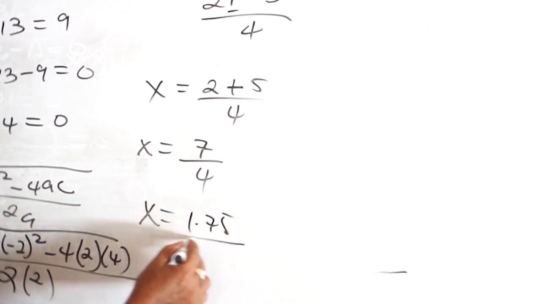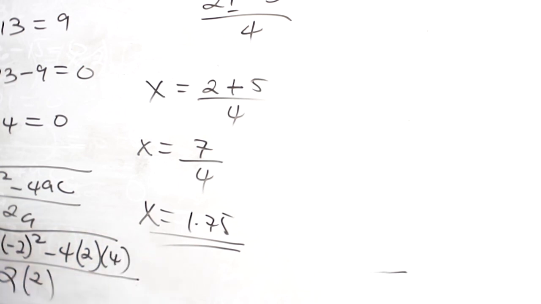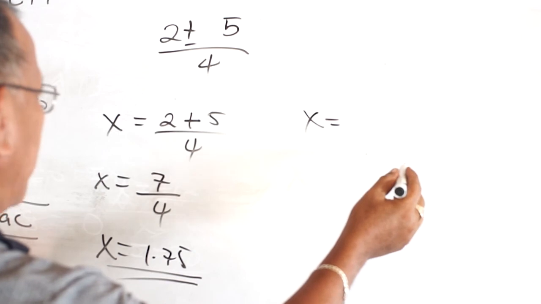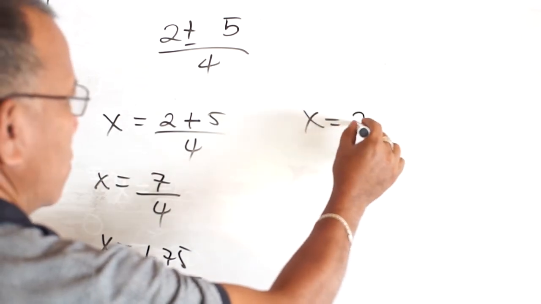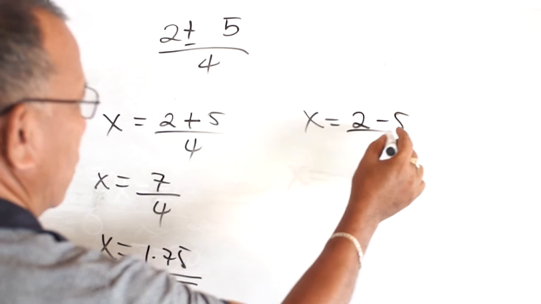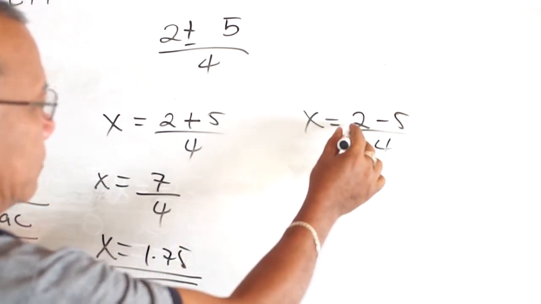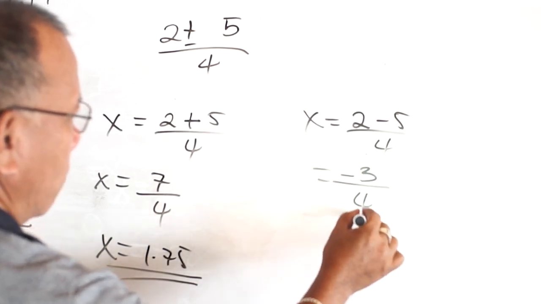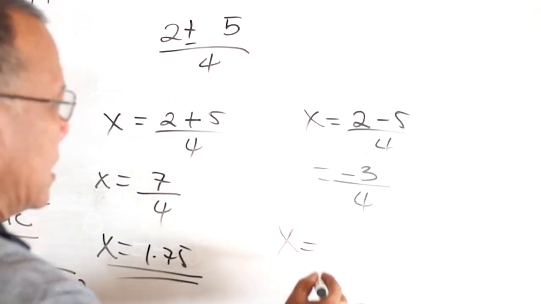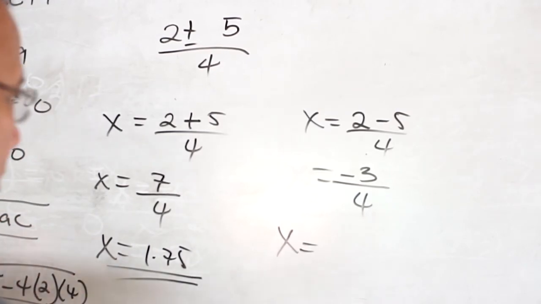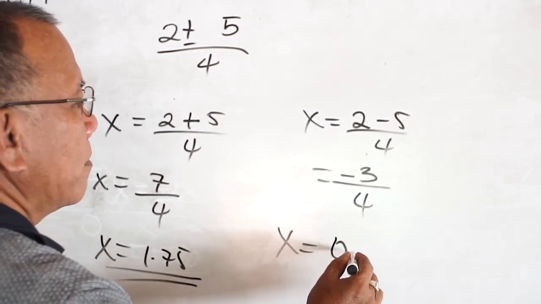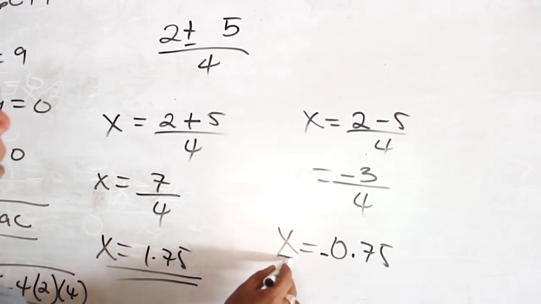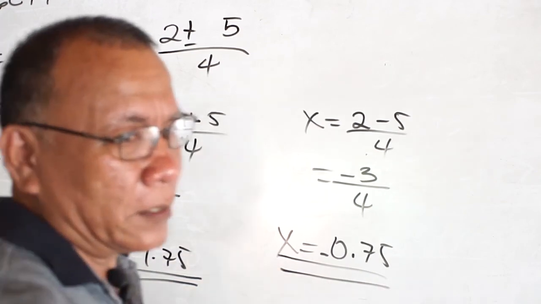So the first element is equal to 1.75. So this is now the first element. Then the second element is equal to, we have 2, then negative 5, then over 4. So we have positive 2 and negative 5, the result is negative 3. Then over 4. So the second element is equal to, okay, that is negative 0.75. Okay, this is now the second element.